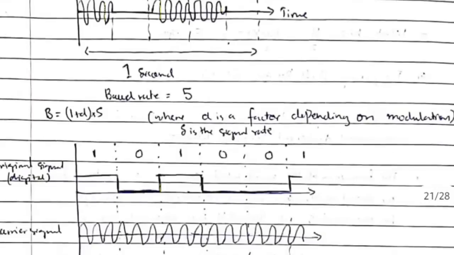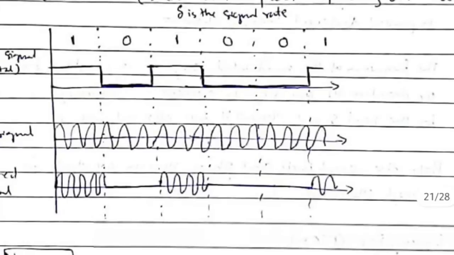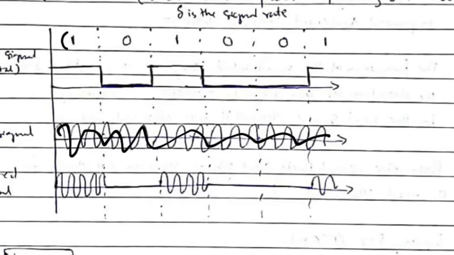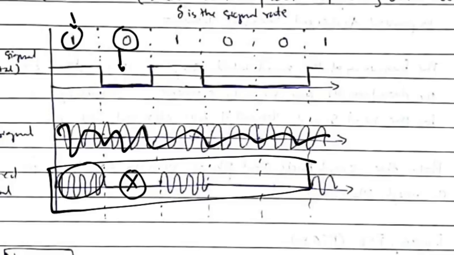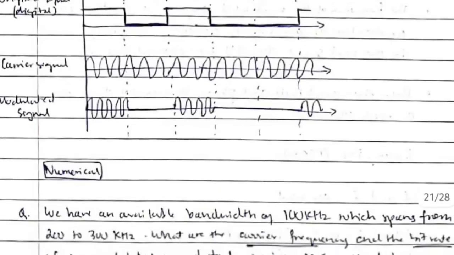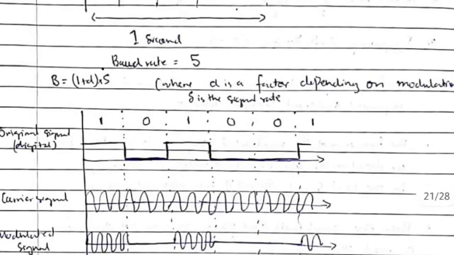All right, so this is the carrier signal, and we'll be altering this signal by using the data given. Whenever it is 1, we will keep it the same. Whenever it's 0, at that time we will stop the frequency. In that way we will get a wave, which is the analog form of the data given. So this is a formula which you need to remember: B is equal to (1 plus D) into S.